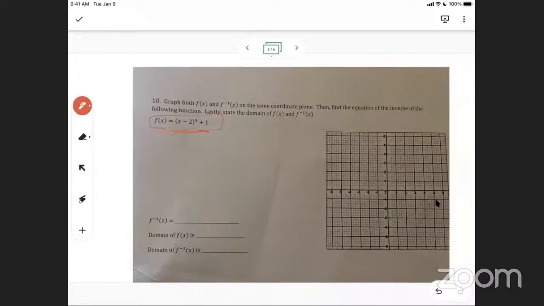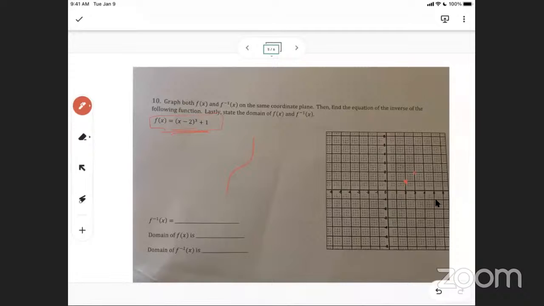So f of x is going to be in red, and you'll see that it's the cubic function, right, which looks like this. But then it shifted where? Where does this -2 shift it? Across the y-axis. So how much does it shift? To the right 2. Yep, right 2. And what does the +1 do? Up 1. Good.